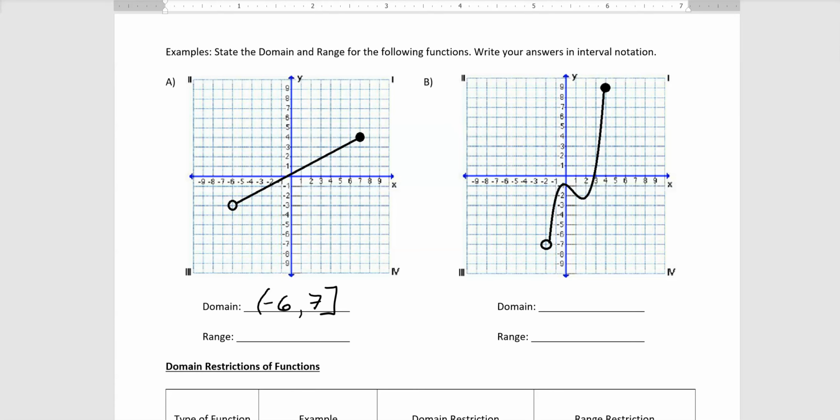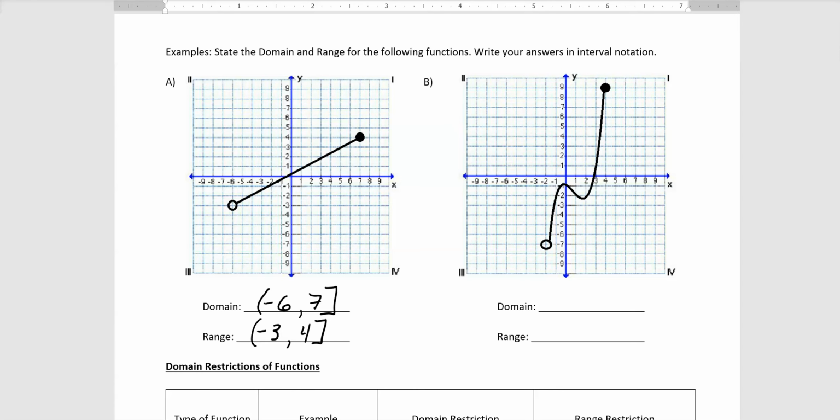My range is low to high. So how low does it go? It goes to negative 3. Notice open circle tells me soft bracket. How high does it go? It goes to 4 with a closed circle, hard bracket. There we go. Soft bracket, negative 3, comma 4, hard bracket with our range there.